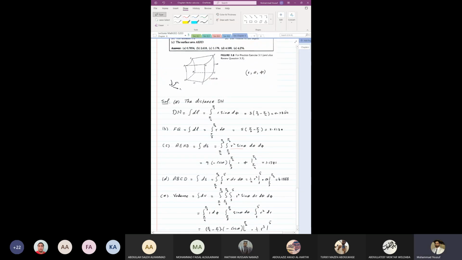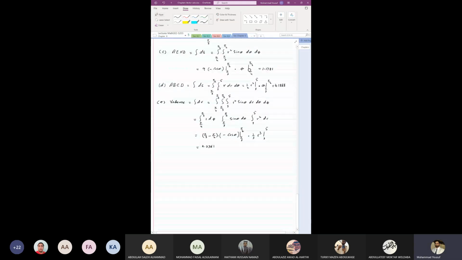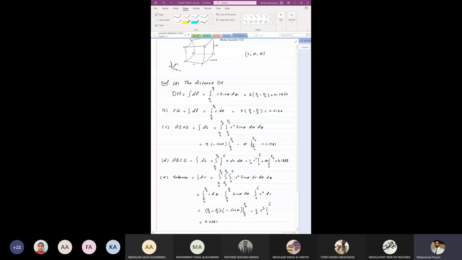So the square is 9. The integral of sine theta is negative cosine theta. Apply the limit from pi over 3 to pi over 2. Then there is no phi here, so the integral with respect to d phi is phi. Apply the limit from pi over 4 to pi over 3, and after calculating, we get this answer.